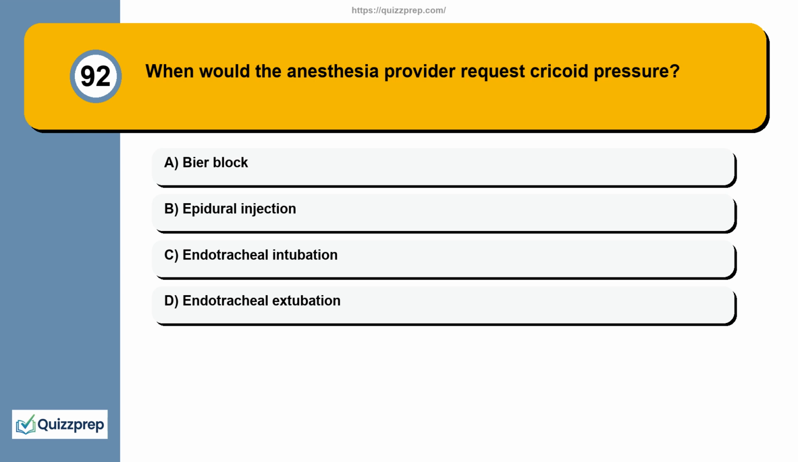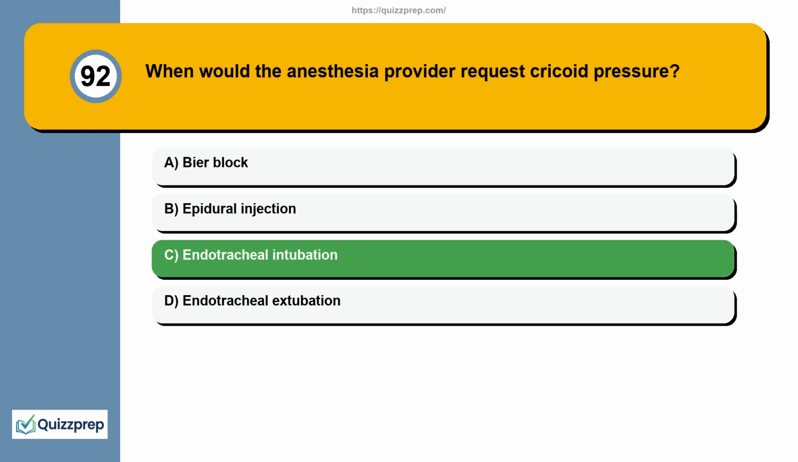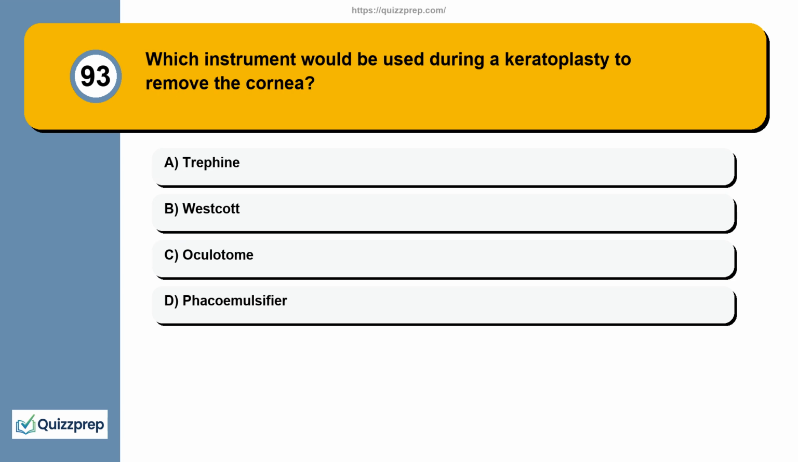Option A, Beer block. Option B, epidural injection. Option C, endotracheal intubation. Option D, endotracheal extubation. The correct answer is option C, endotracheal intubation. Question 93. Which instrument would be used during a keratoplasty to remove the cornea?